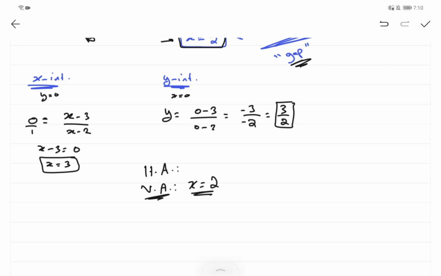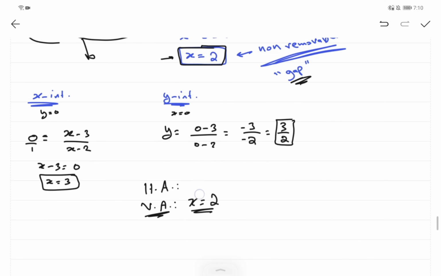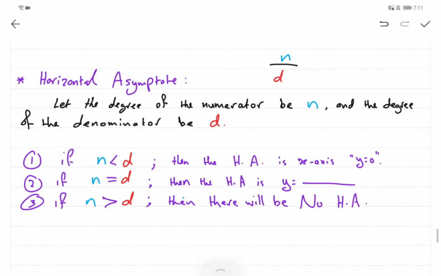Now to find the horizontal asymptote, actually we have some rules. So let's study these rules and let's go back to this function to solve it. Okay, so the rules are, to find the horizontal asymptote, you need to know that the degree of the numerator is n and the degree of the denominator is d. Since we're talking about a rational function, remember r of x is p of x over q of x. Do you remember the beginning of this lesson? We said it's a polynomial over polynomial.